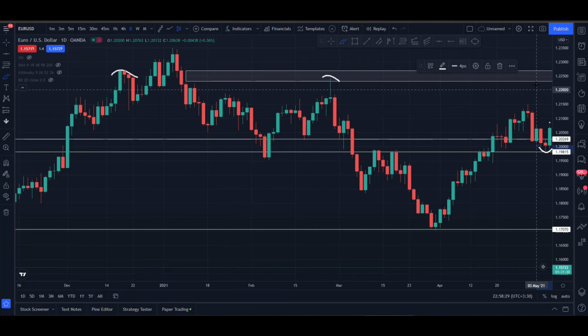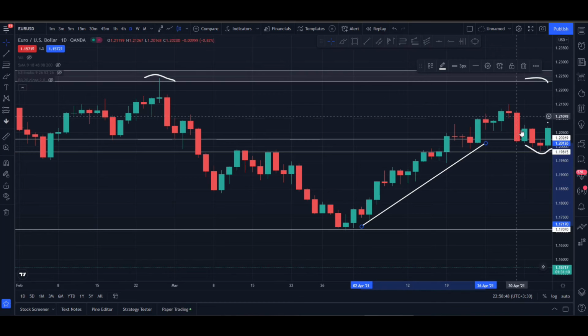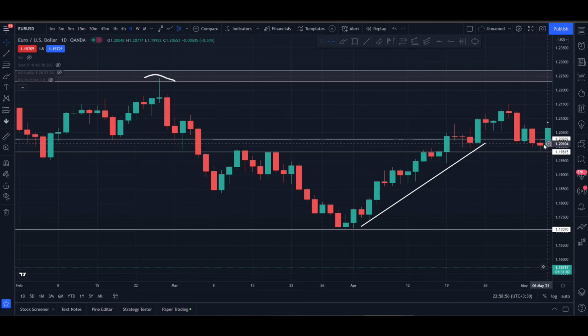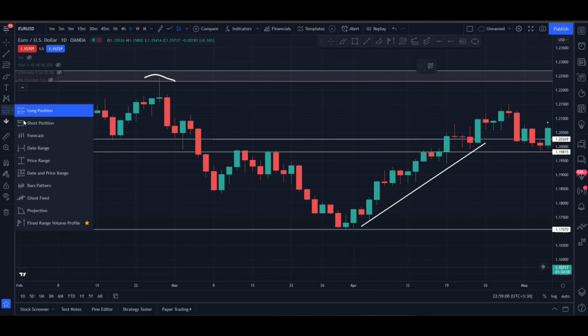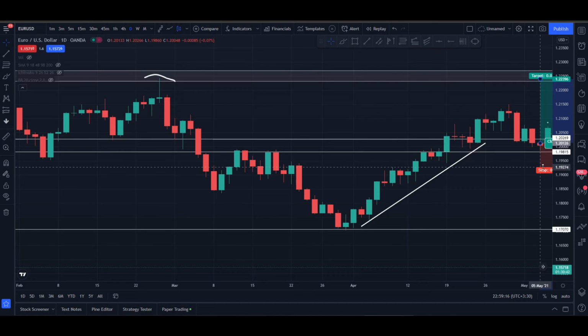Here that has a long shadow. This big green candle really helps here, because an uptrend has begun.